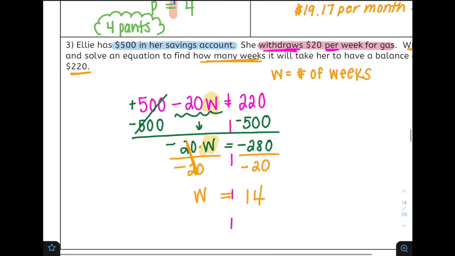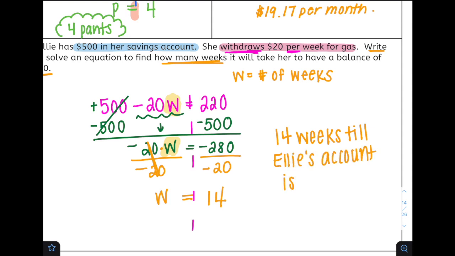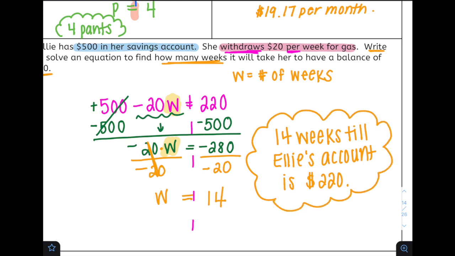So that means it would take Ellie 14 weeks to have her balance equal $220. So 14 weeks till Ellie's account is $220. And again, sometimes you can write your sentence or you can just write the 14 weeks. But you do want to make sure you're including your units.